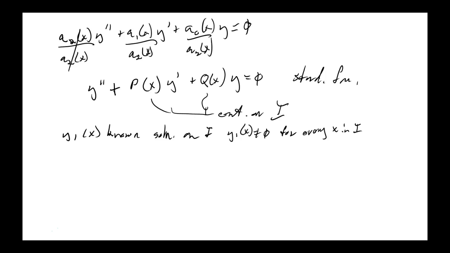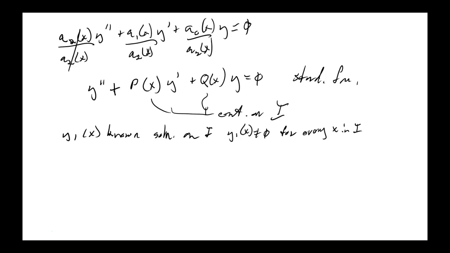Now, I don't like their wording here. So y1 of x is not equal to 0 for every x in the interval. I would prefer if they said for any x in the interval. It sounds to me like they're saying it can't be 0 for all the x's. Well, can it be 0 for one? No, it can't. Okay, for any x in the interval.